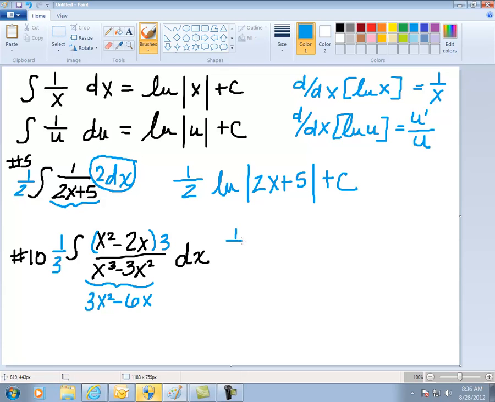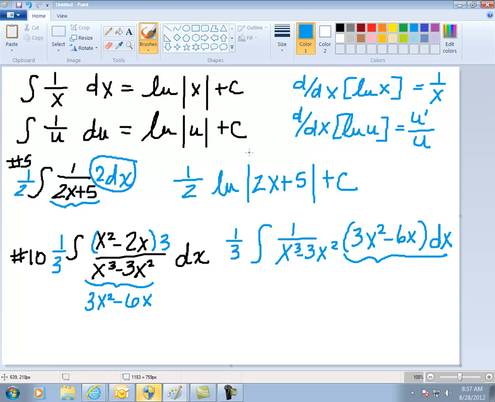Now I can rewrite this as 1/3 the integral of 1 over x cubed minus 3x squared, and then over here I'd have my 3x squared minus 6x dx. Here is my derivative. So now I can just apply the second formula, and when I integrate 1 over u, I will end up with 1/3 natural log the absolute value of x cubed minus 3x squared plus c.